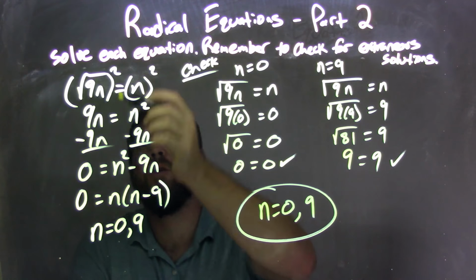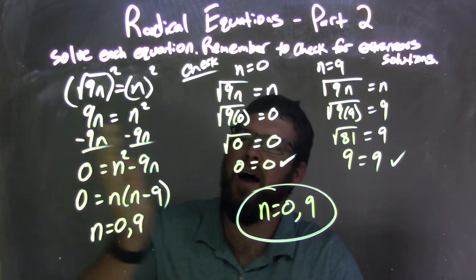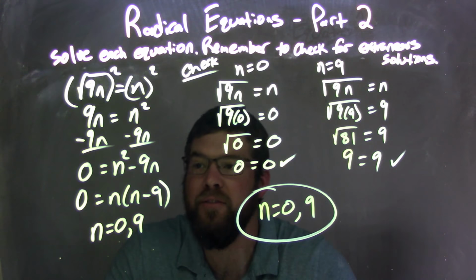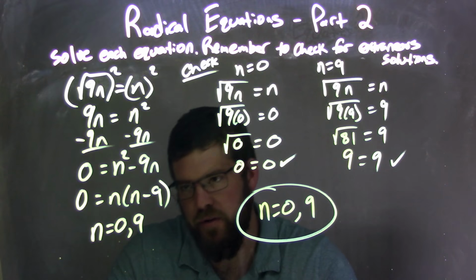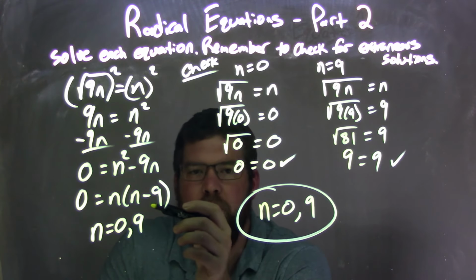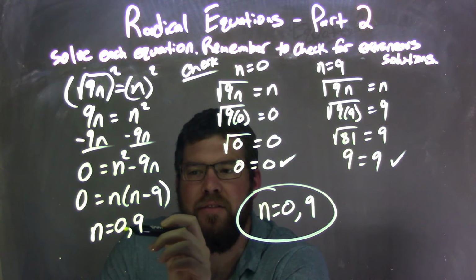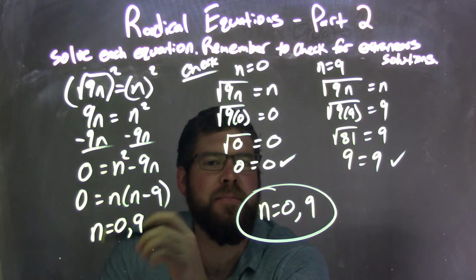So let's recap. We started with square root of 9n equals n. I squared both sides and then brought the 9n over to the right, leaving me with n squared minus 9n equals 0. Factored that, and I got n times n minus 9, and we solved that. Set both parts equal to 0, n equals 0, and n minus 9 equals 0, giving us 0 and 9 as our two solutions. I then checked.